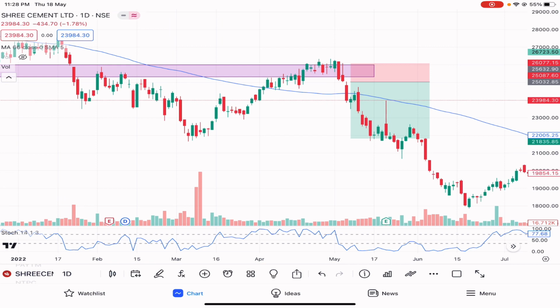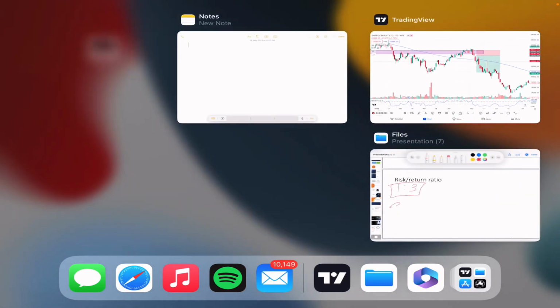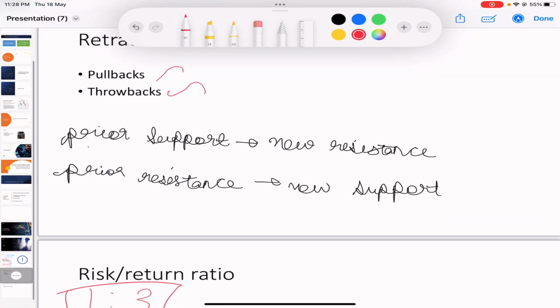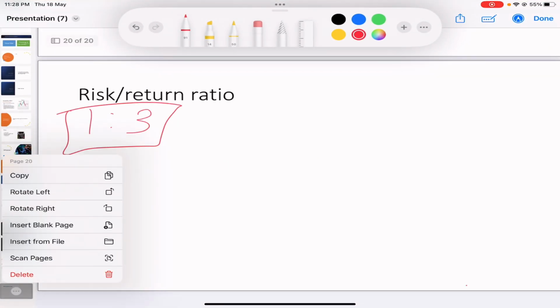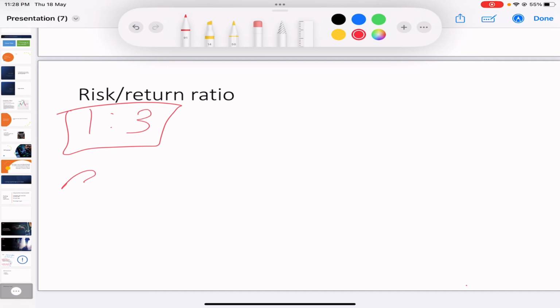Alright, so that's it. We are done with this chapter. Our chapter number 6 is done. Let me just quickly conclude this chapter. Okay, so breakouts from support, resistance or trend lines are the primary signal that the price has changed direction or is re-accelerating in its original direction.